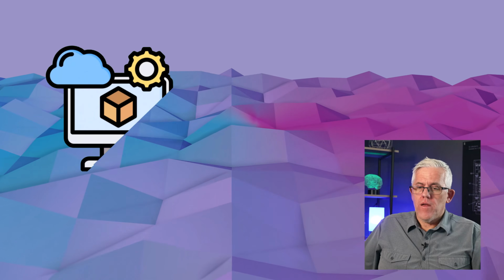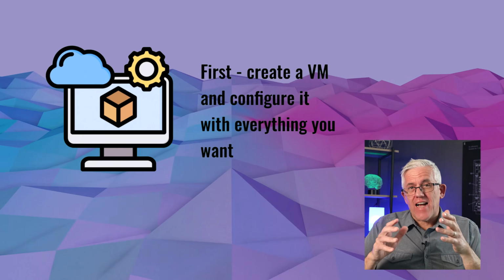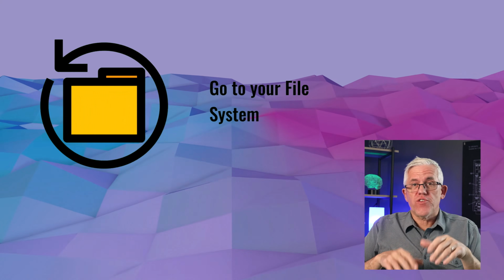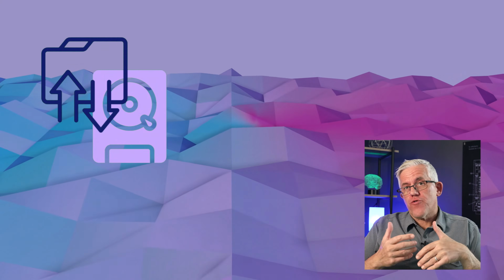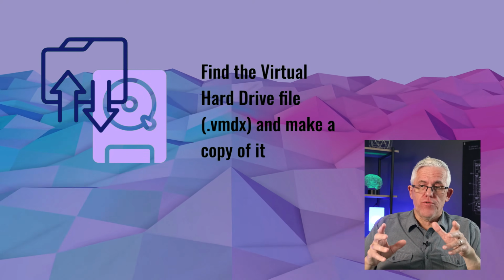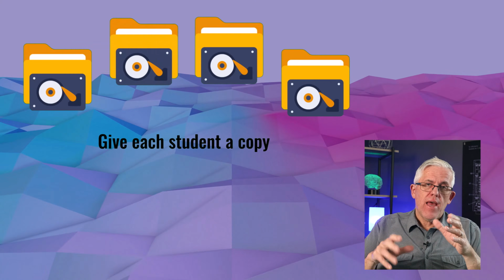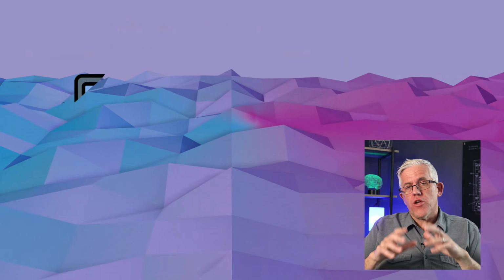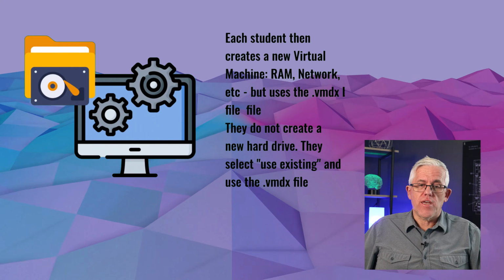In this video, I'll show you exactly how to do this. First, you need to configure a machine exactly the way you want. Then you go into your file system, find the file that's the hard drive, and give that to all of the students. Distribute it out to all of them, and that's the file they're going to use to create the virtual machine that you want them to run.